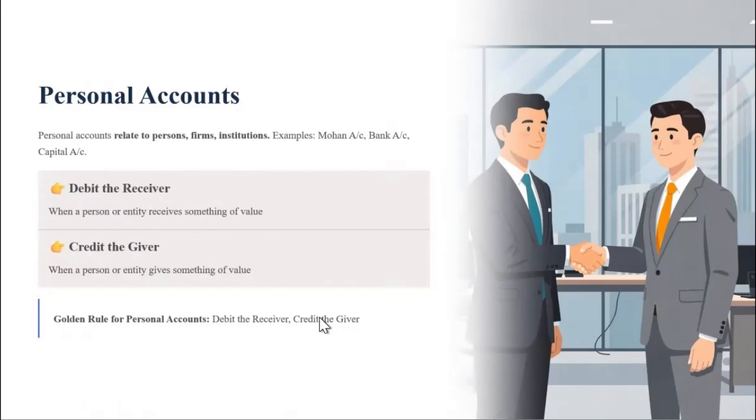If the business pays money to a supplier named Mohan, Mohan is the receiver, so we debit Mohan's account. If the proprietor introduces capital into the business, the proprietor is the giver, so we credit the capital account. This ensures we always know who owes us money and to whom we owe money.